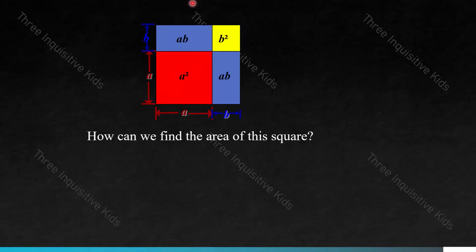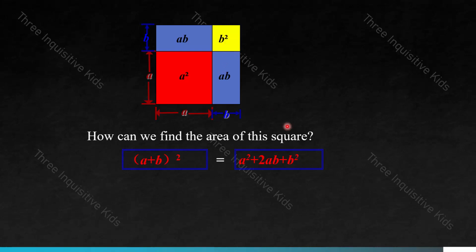Now that we have this model in front of us, how can we find the area of this square? Since it is a square, and we know that the area formula for squares is side length squared, and we know that its side length is a plus b, then one way we can find its area is a plus b squared. But the other way we can do this is adding up the individual known areas of each of these four pieces, which is a squared plus 2ab plus b squared.